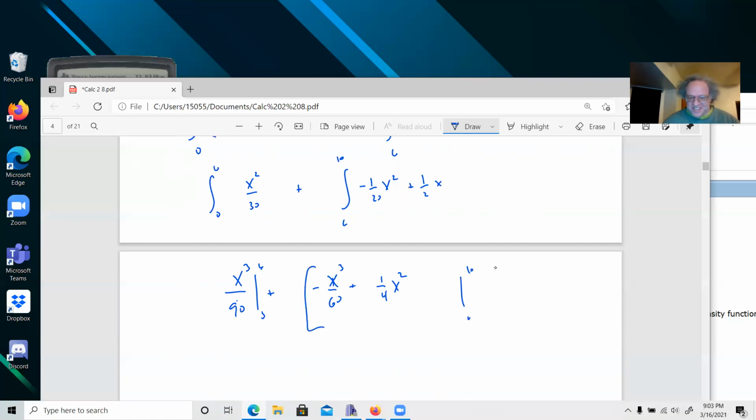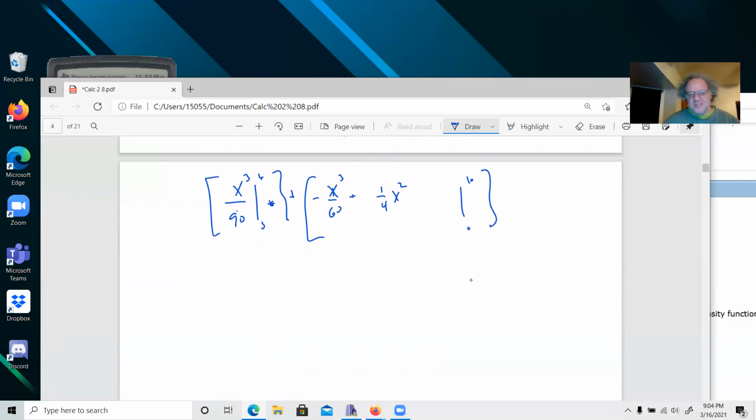Okay, so that's one set of problems. This is another set of problems. Fortunately the lower limit is 0, so that's 0. So we just get 6 cubed, which is 216, right?